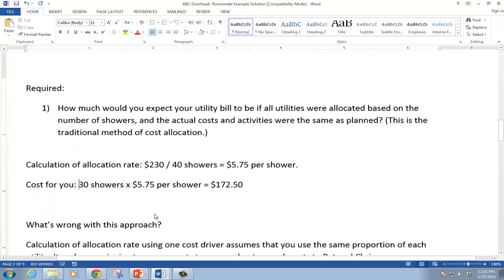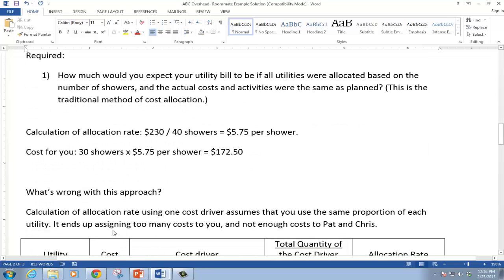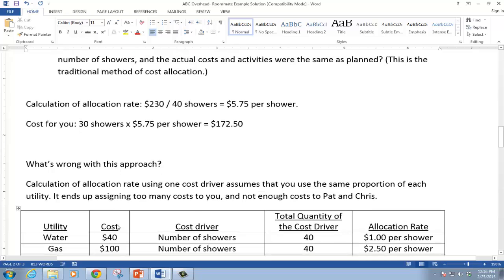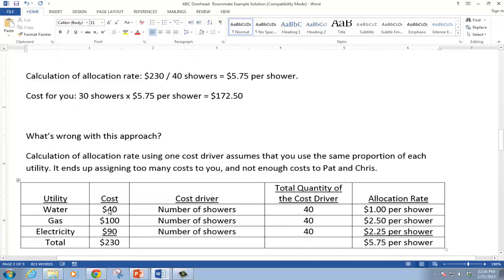Here's a breakdown of why this approach is wrong. The calculation of an allocation rate using only one cost driver assumes that you use the same proportion of each utility. It ends up assigning too many costs to you and not enough cost to Pat and Chris. Okay, so in other words, you're basically going to calculate an allocation rate for each of these three different utilities based on the number of showers. So take the $40 divided by 40 showers, that's $1 per shower. $100 in gas divided by 40 showers, that's $2.50 per shower. And then $90 in electricity divided by 40 showers, that's $2.25 per shower. Or what we did, $2.30.